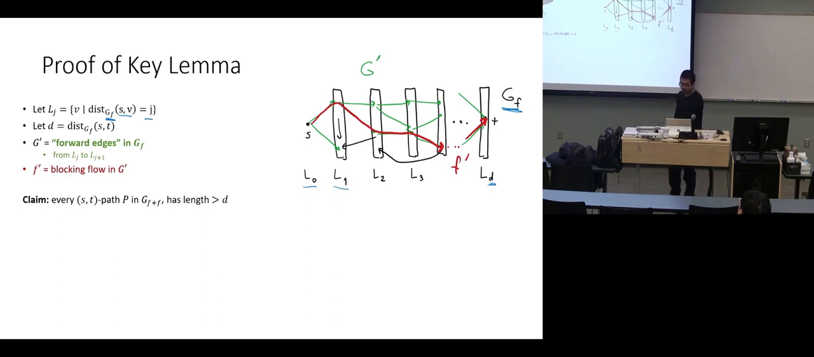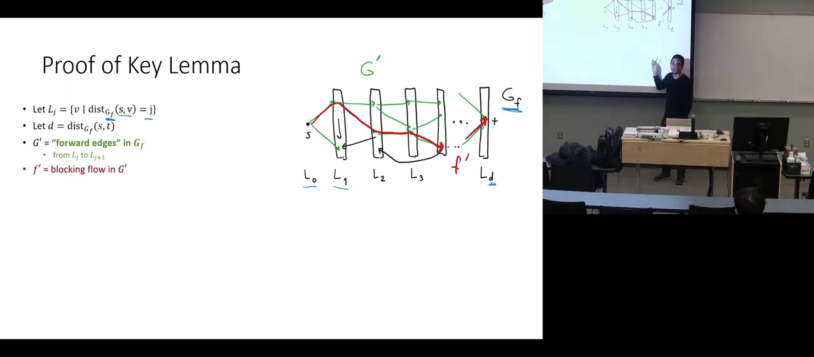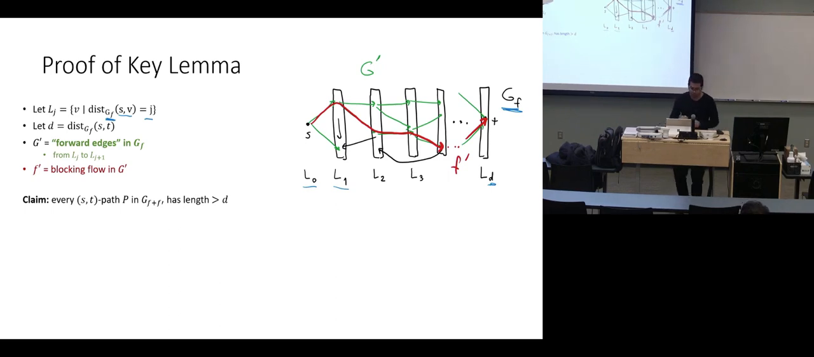Now comes the important claim. So everything is clear about this picture. G prime only has forward edges. And now what we do is this: I want to claim that if you look at any path P inside the graph after you augment F prime, if that path goes from S to T, I claim that the length must be strictly more than D. If that is the case, then we are done.